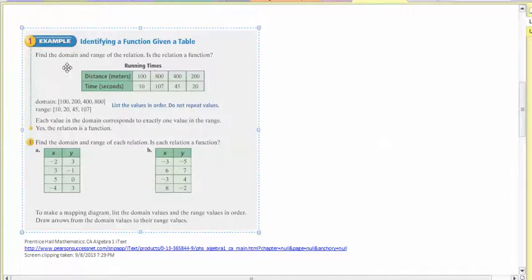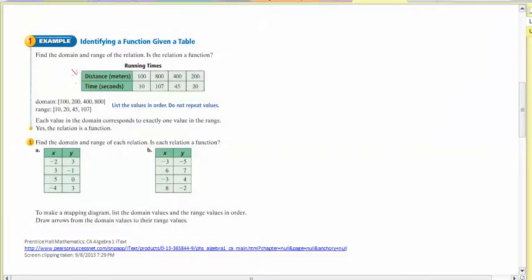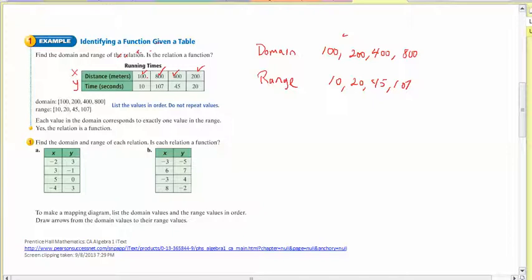So if I look at this, here's my x values, here's my y values. So the domain is 100, 200, 400, and 800. Okay, that's my domain right here. My range, and I'm just putting them in ascending order: 10, 20, 45, and 107. And that's my range, all my y values.